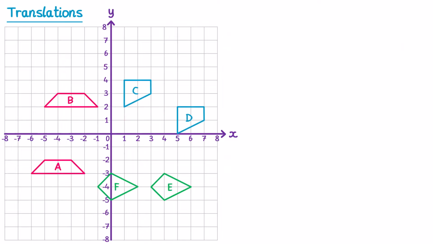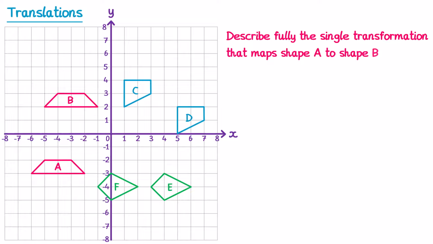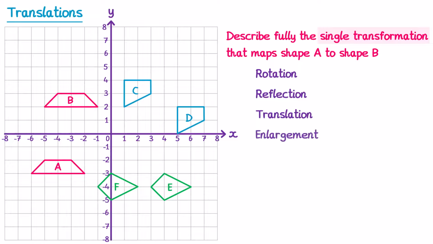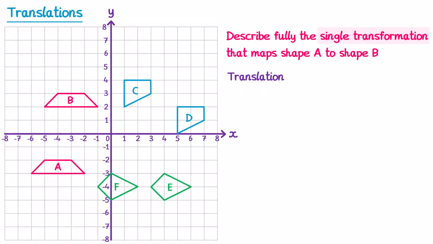Sometimes an exam question will already have done the translation for us, and we need to describe what's happened. A question like this would be worded as follows. Describe fully the single transformation that maps shape A onto shape B. So here we've been asked for a single transformation. It's important you understand that there are 4 possibilities for transformations. They could be rotation, reflection, translation, or enlargement. Now obviously for this video, since it's about translations, the answer will be translation. But in your exam you need to decide which one you're being asked about. So for this one we'll write down the word translation, and this actually scores us 1 mark.